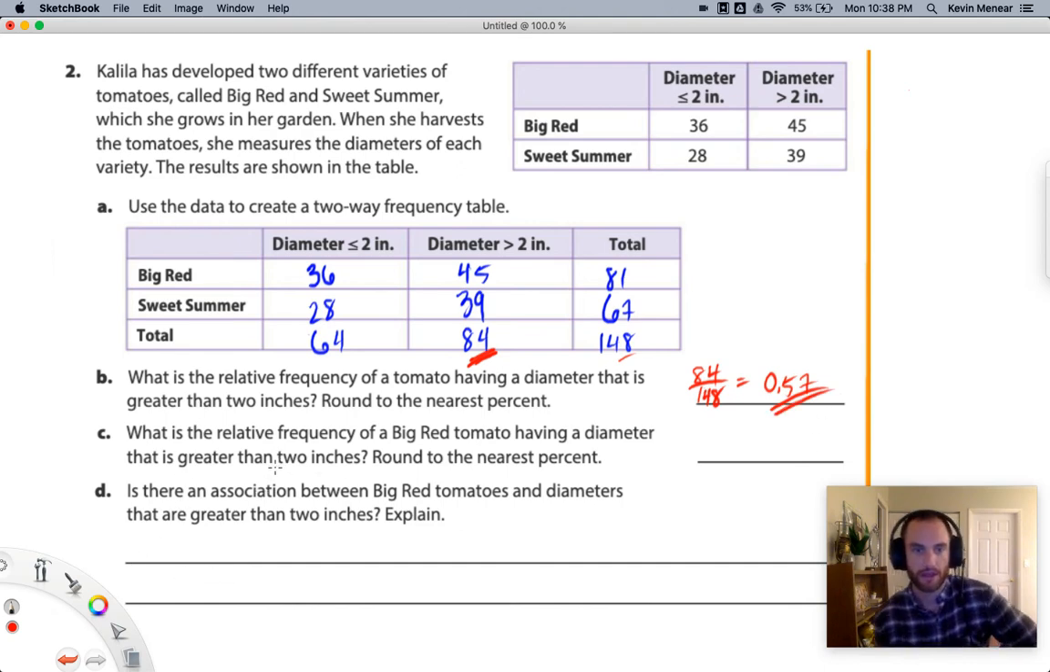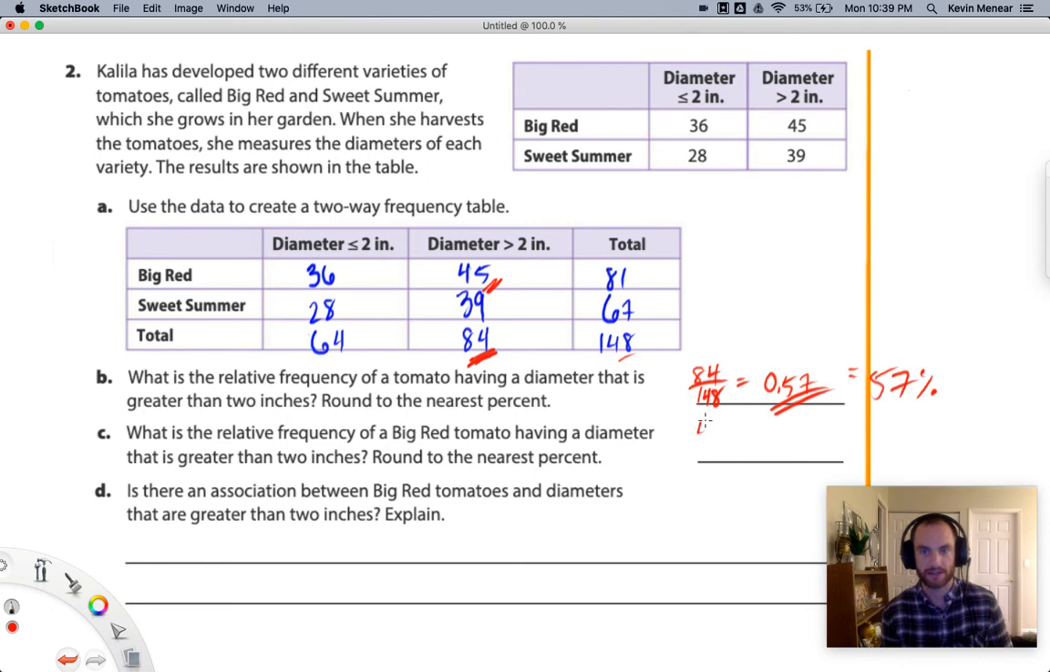What is the relative frequency of a Big Red tomato having a diameter that is greater than 2 inches? Okay, so this is joint relative frequency because I'm talking Big Red tomato having a diameter that's greater than 2 inches. So I'm talking about this right here, right? It's two variables, Big Red and diameter is greater than 2, right? And I'm interested in the relative frequency. So it says round to the nearest percent. So I should have said 57% here because it's asking for percent.